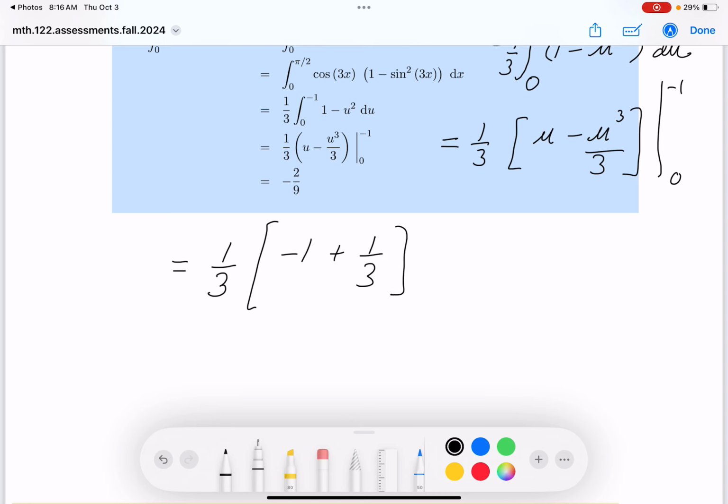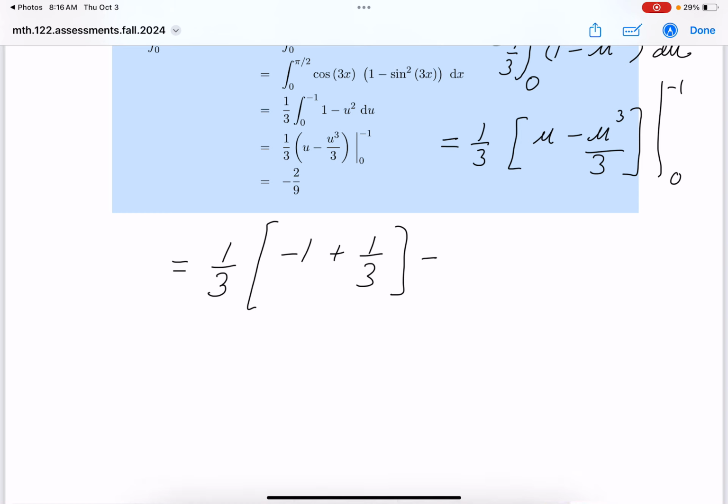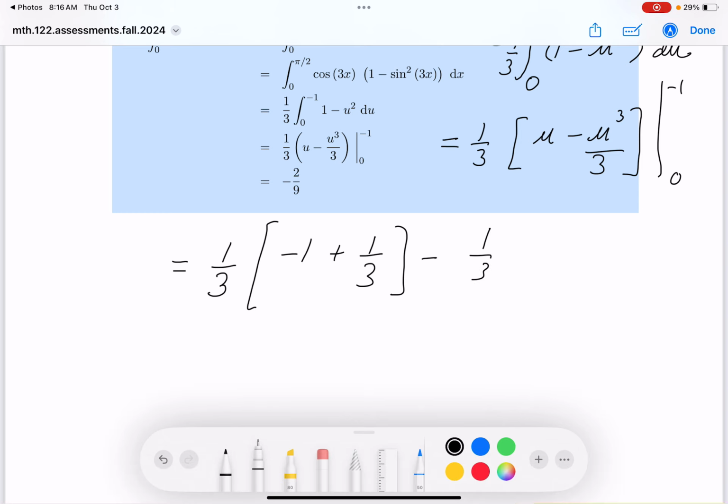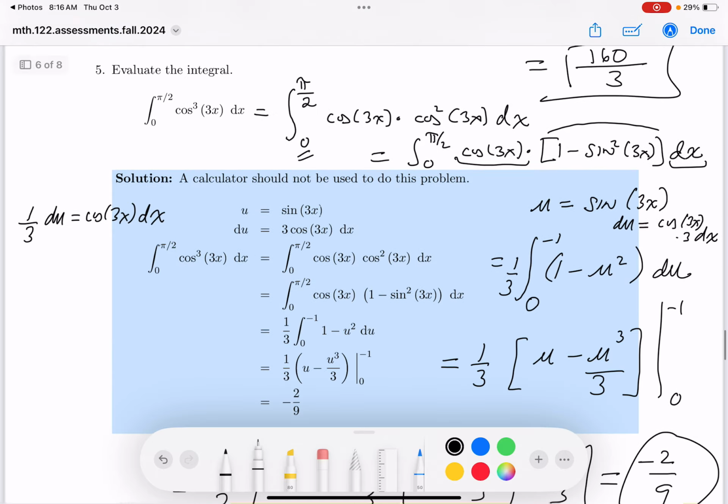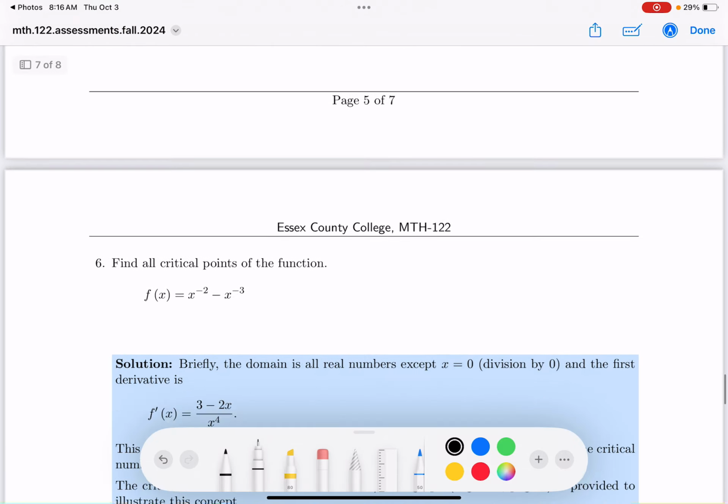All right? So I just evaluate at minus 1, and I get minus 1. And if cubed, minus 1, you get minus 1. So minus 1 is plus 1, so 1/3. What does this give me? 1/3. Oops. And then minus 1 plus 1/3 is minus 2/3. And that's going to give you minus 2/9. All right, that one's done. And we're on problem number 5. All right, let's go to number 6.